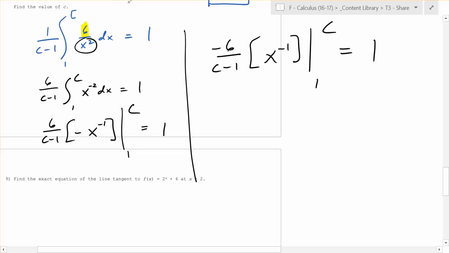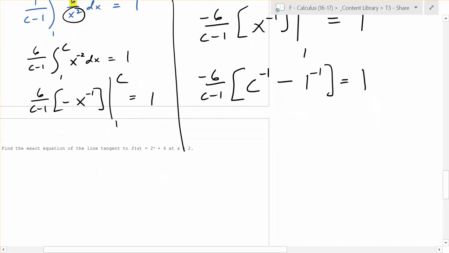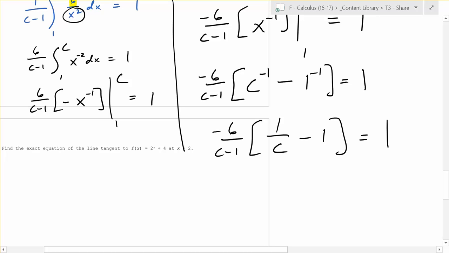1 to C is equal to what? 1. So now we have to plug in C for x, and we have to plug in 1 for x. So it's negative 6 over C minus 1. We plug in C, what is it? C to the negative 1 minus what? So we plugged in C, and now what are we plugging in? 1 to the negative 1, right? What's 1 to the negative 1? 1. So we have negative 6 over C minus 1 times 1 over C minus 1 is equal to 1. We have one equation in how many variables? 1. Excellent. So we should be able to solve this.